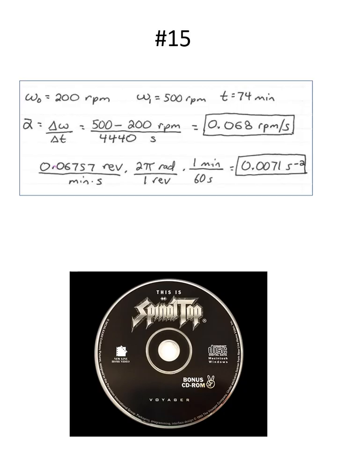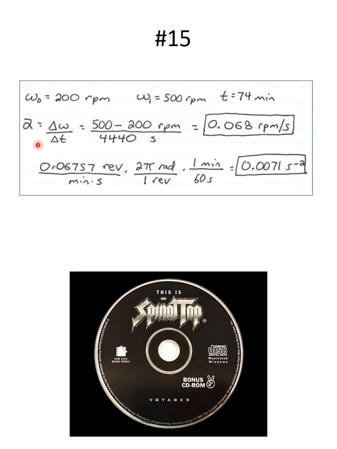Number 15, a compact disc's rotation varies from about 200 RPM to 500 RPM. If the disc plays for 74 minutes, what is the average angular acceleration in RPM per second? So revolutions per minute per second and radians per second squared. It's a kinematic problem. We have omega naught of 200 RPM, omega 1 of 500 RPM, and time of 74 minutes. Because the first question asks us about RPM, it's best not to convert it yet to radians.